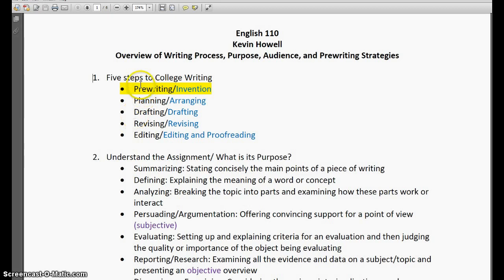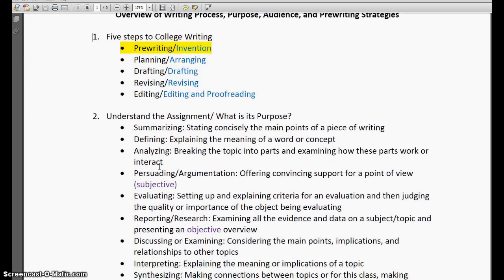If you notice, out of the 5 steps of the process, I have pre-writing or invention highlighted in yellow because that's what this presentation is going to mainly concentrate on. But first, before we start the writing process, let's look at number 2. Understand the assignment and what is its purpose.